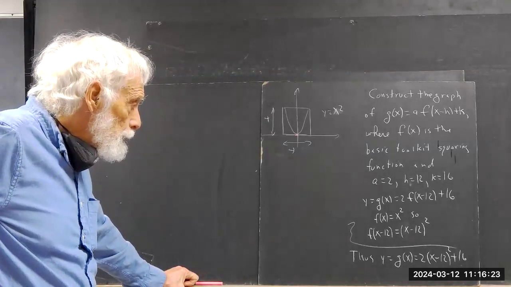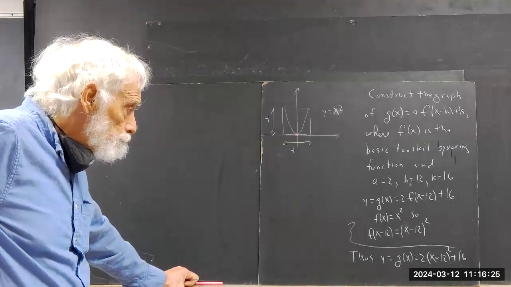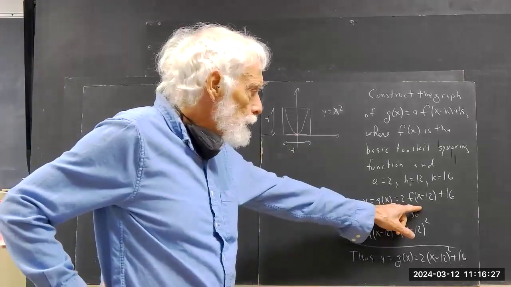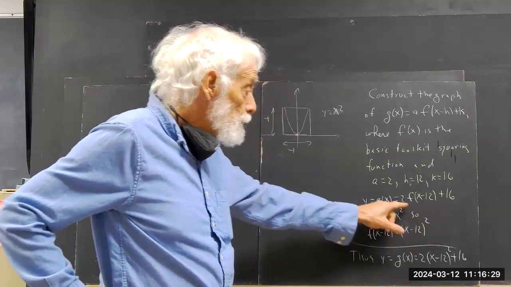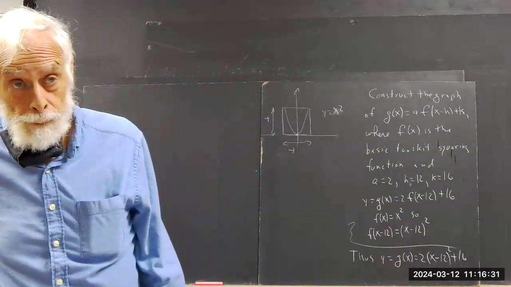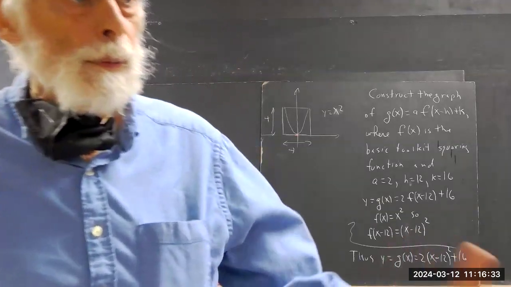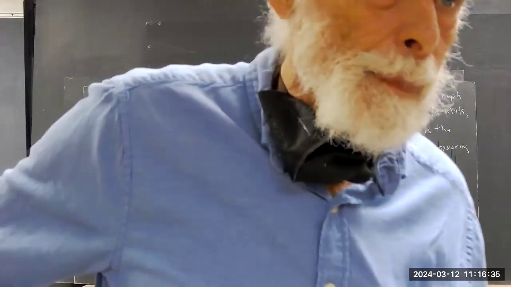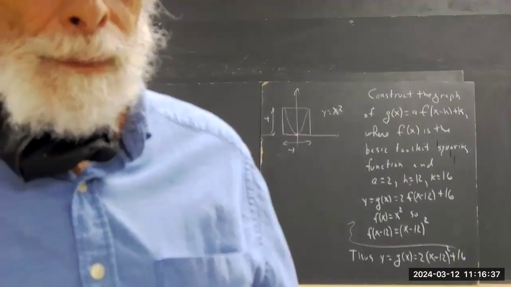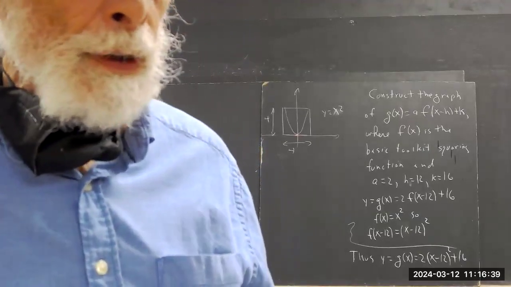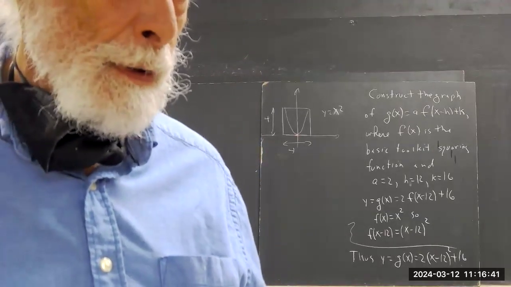Okay, well, now what's the minus 12 going to do? What's the 16 going to do? What's the 2 going to do? Which one of those do you want to look at first? These are transformations. You have vertical stretch, a horizontal shift, and a vertical shift.